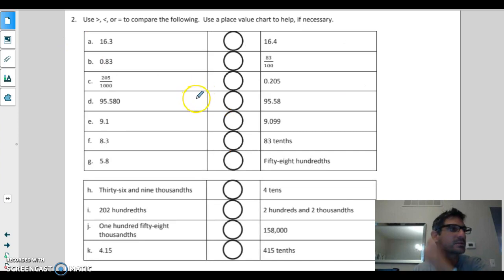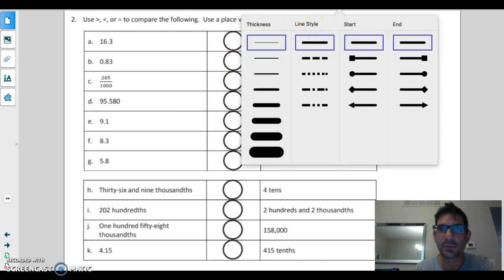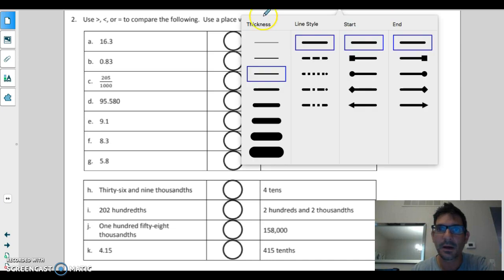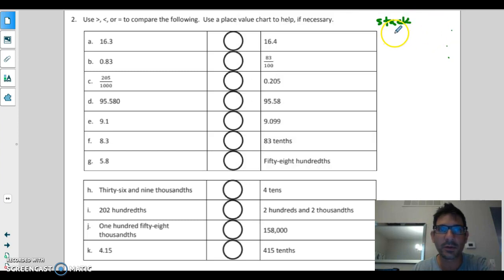All right, now for this, we're not going to do all of them. We're going to do a bunch of them. Depending on how well you are doing with this, we can do a few things. You can do the place value. I like to do a stack. When I stack them, it just makes it visually better for me to see it. Let's start with 16.3 and 16.4. If you don't have enough room, you can always use your math notebook to do these problems.